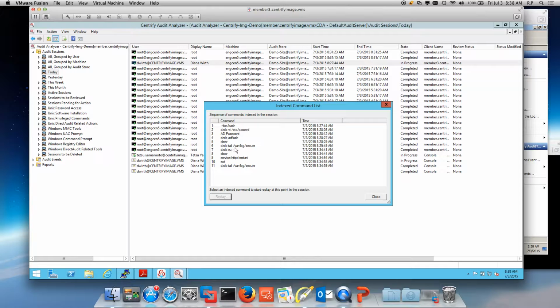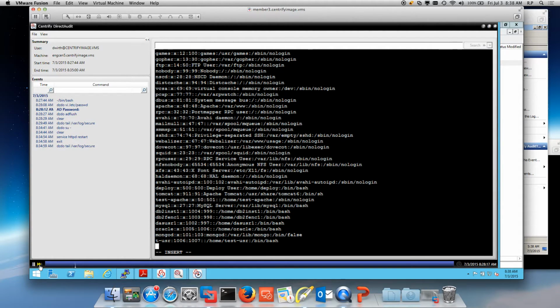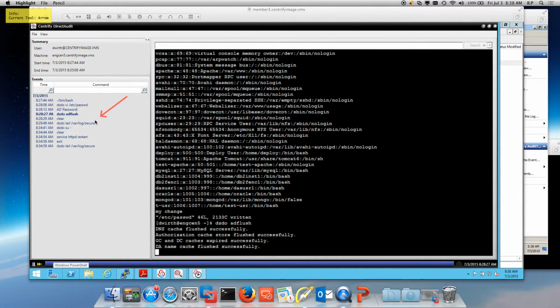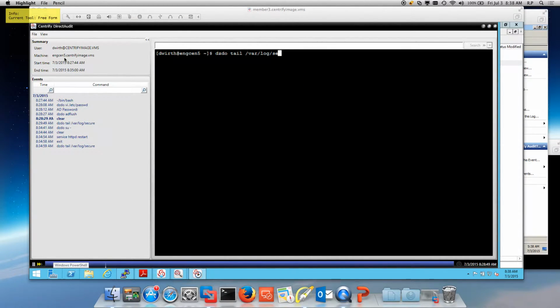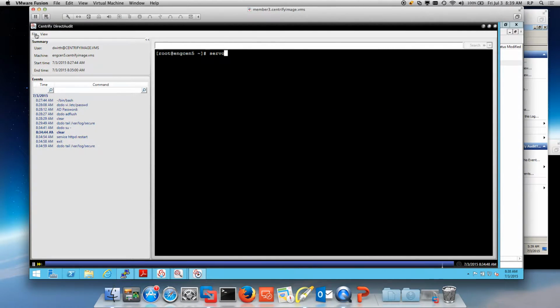Look at this piece here, for example. If I want to know what happened when this user edited the etc password file, all I need to do is replay what the person did. And I have the ability to look at it in real time, or I can fast forward or rewind. I also have access to the transcription right here. And if needed, I could also export this to different file formats.